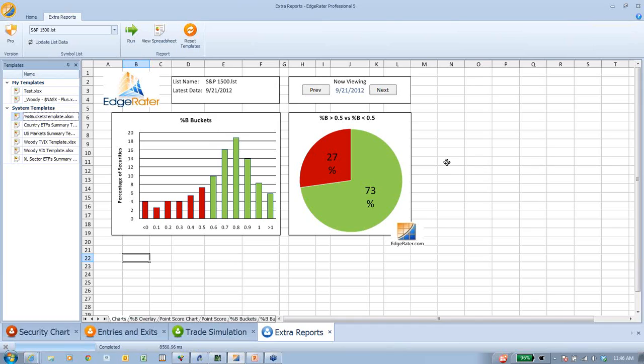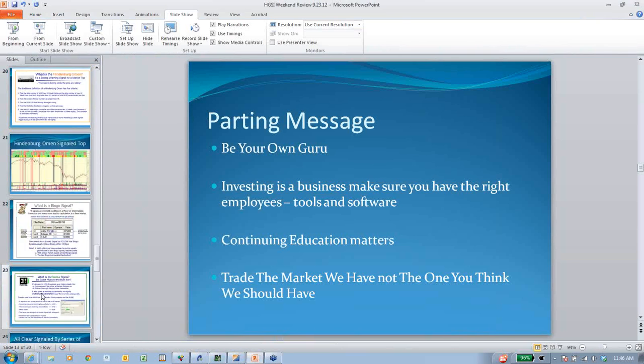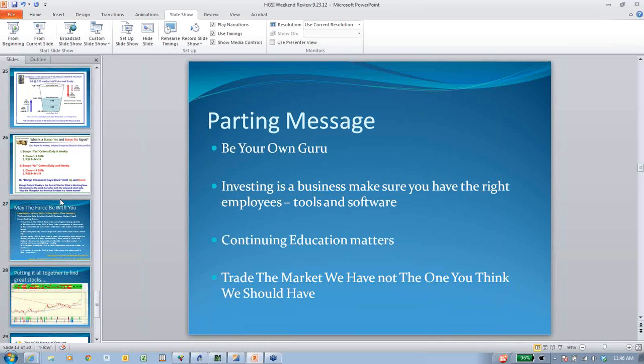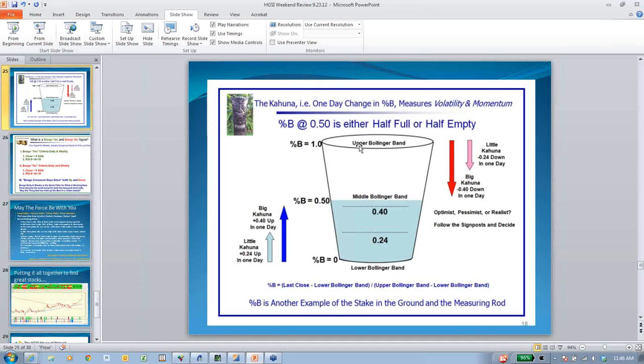I also like to look at EdgeRater, and one of the things we talked about last week were the buckets. If you take the Bollinger Band and you count the top as 100%, the bottom as 0%, and you divide it up into 10, then you could tell where a stock is by knowing what percent it is in the Bollinger Band, or percent B. And you have 12 buckets because you have a bucket below and a bucket above.